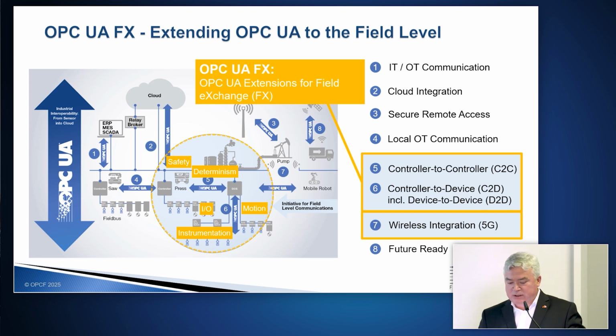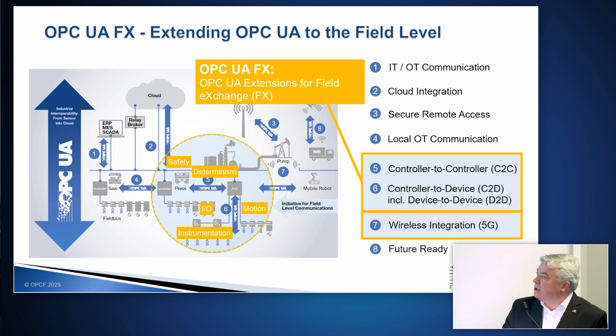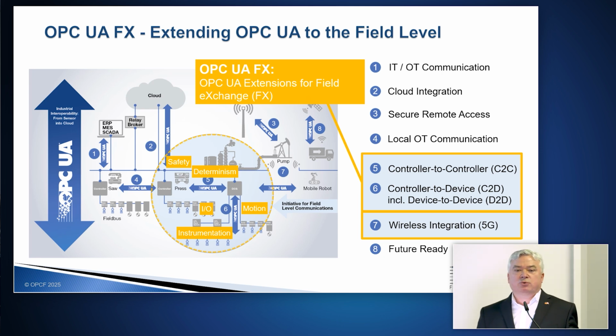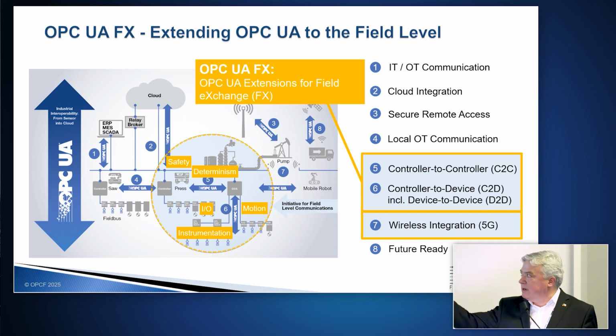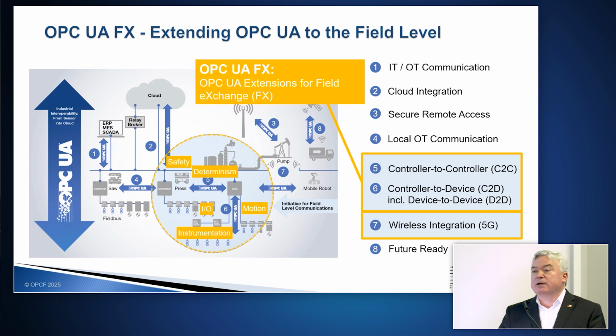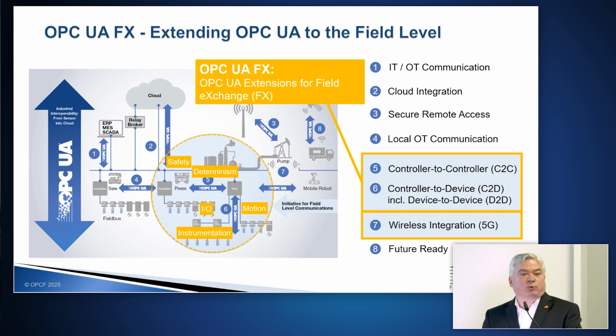And important, maybe a quick note on the numbers 5 and 6. The agreement was we are not doing all the use cases in one step, but start with the controller to controller first, the number 5, and then move into really the field, which is the connection to all the field devices where we have field buses today. This is number 6, C to D and D to D.